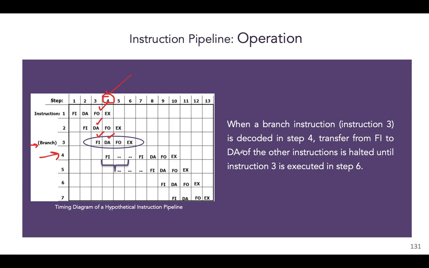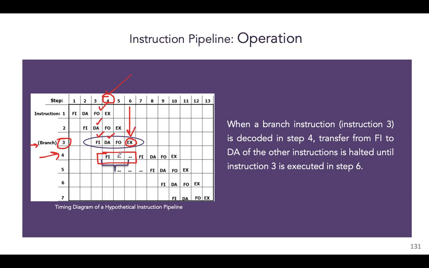So the transfer from FI to DA of the other instructions, the next instructions after 3, have to be halted, because now we are not sure if we are going to execute instruction 4 or whether this branch instruction is going to take us to a new place, right? So unless this branch instruction is completely executed, which you can see happens in step 6, we have to halt the working of the rest of the pipeline. So instruction 4 was fetched, but nothing further will happen to this instruction until instruction 3 is executed, right, which happens in step 6.